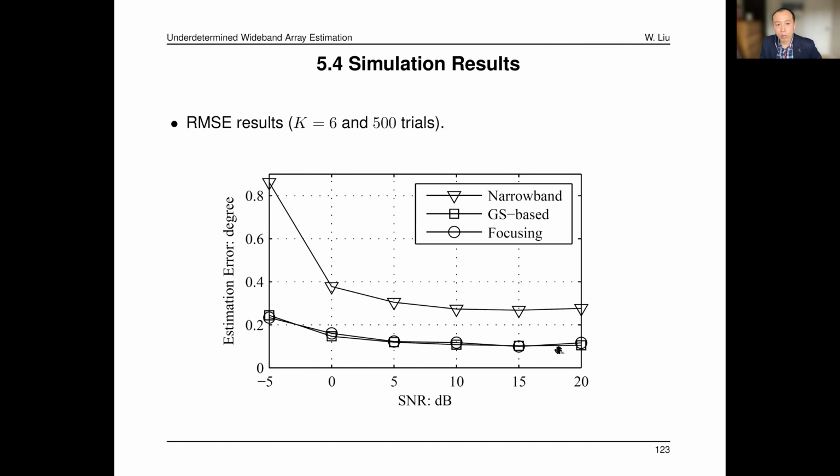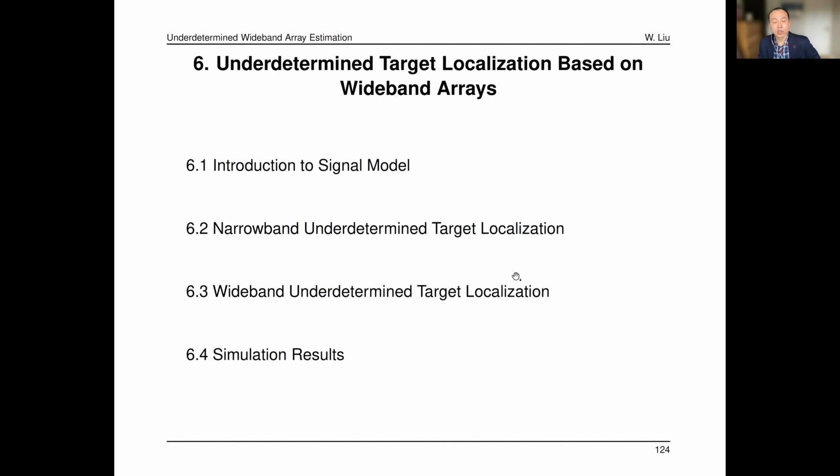That's the part for section 5, and then we move to section 6, underdetermined target localization based on wideband arrays. In this section, we also have 4 parts: the signal model, then we talk about narrowband target localization, then the wideband case, and then I give you some simulation results.